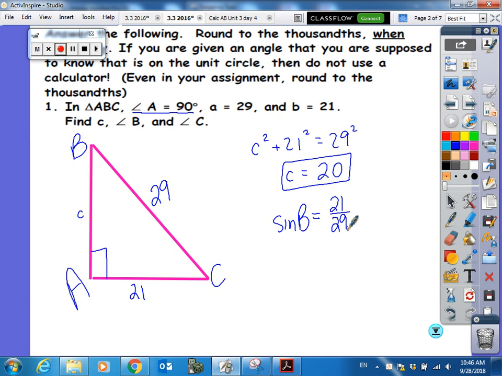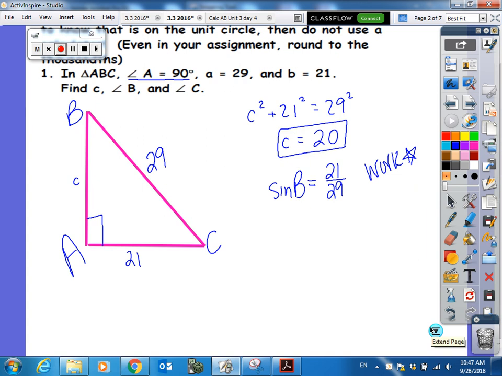Because we know little c, we could use whatever we want. We could say the cosine of B equals 20 over 29. We could say the tangent of B equals 21 over 20. There's all kinds of possibilities at this point. You just got to pick one. So this right here, this would be some work I would expect to see.